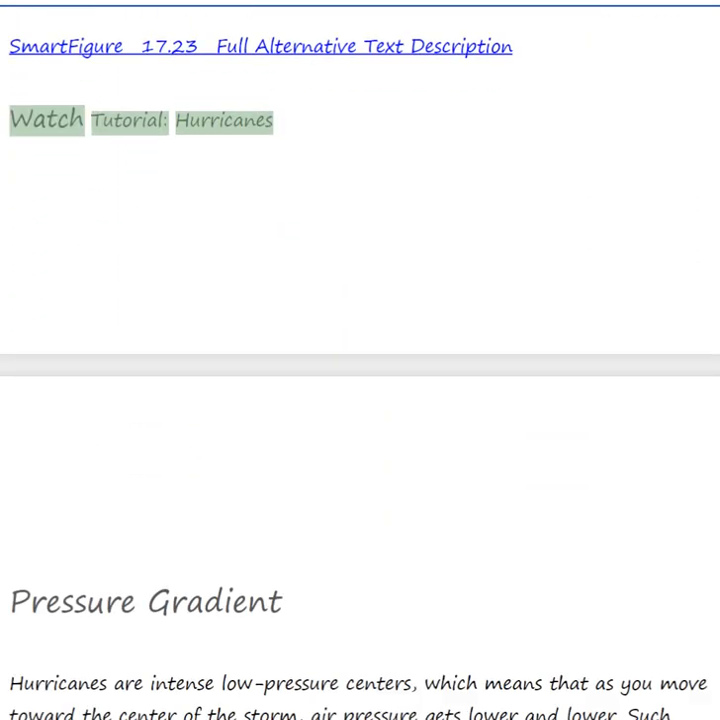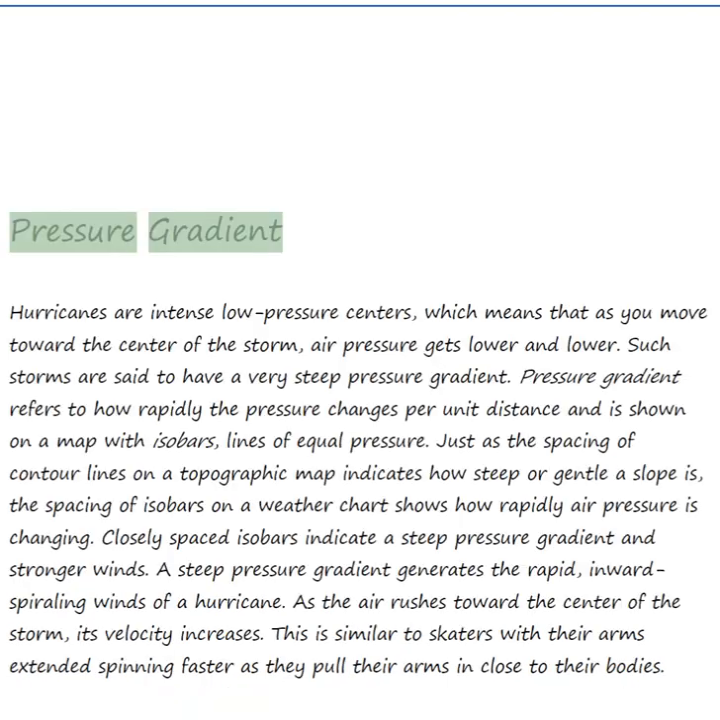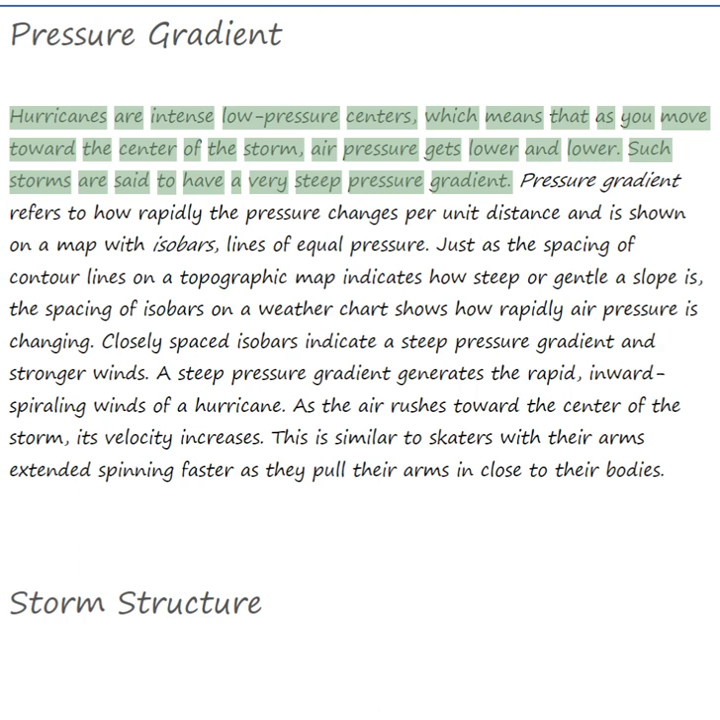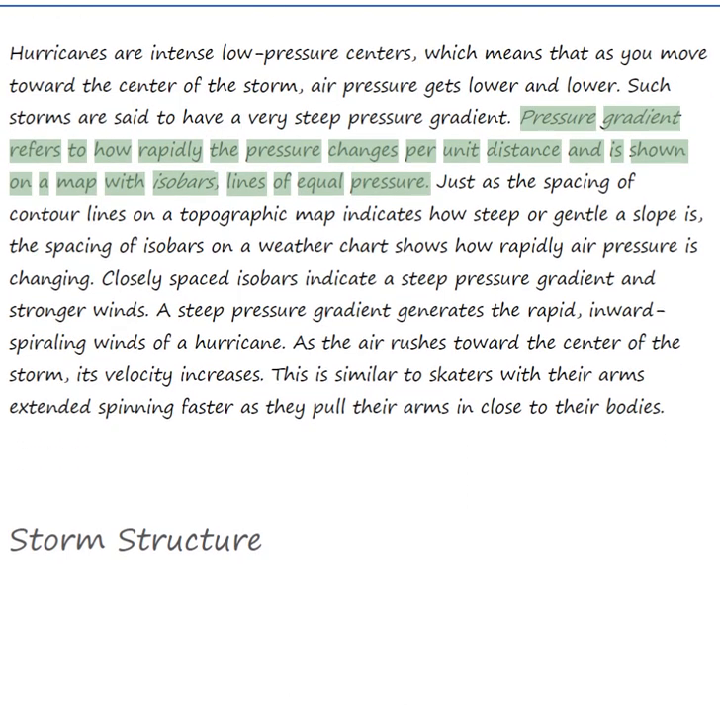Watch tutorial, Hurricanes. Pressure gradient. Hurricanes are intense low-pressure centers, which means that as you move toward the center of the storm, air pressure gets lower and lower. Such storms are said to have a very steep pressure gradient. Pressure gradient refers to how rapidly the pressure changes per unit distance and is shown on a map with isobars, lines of equal pressure.